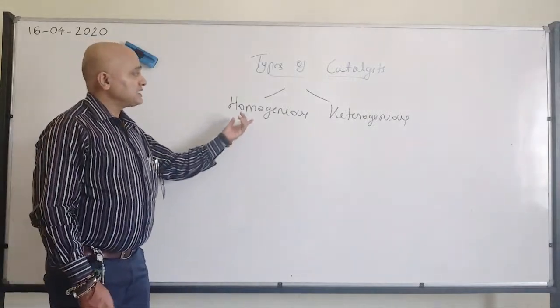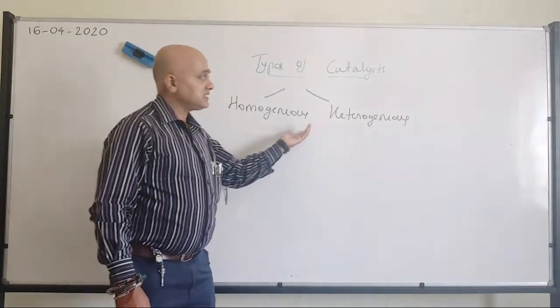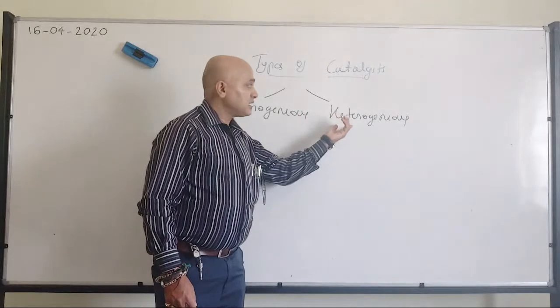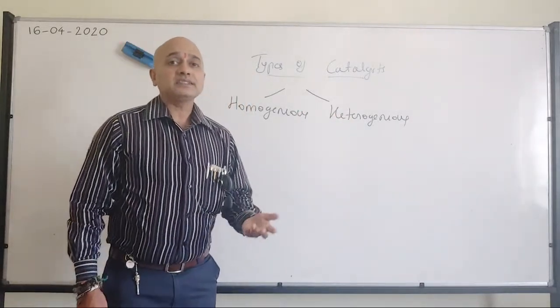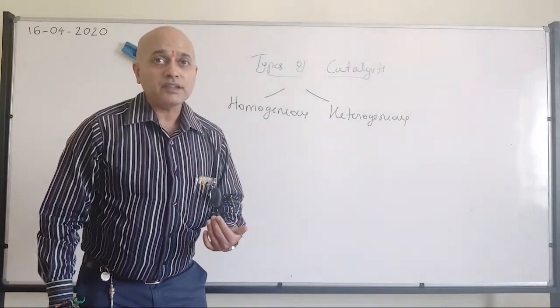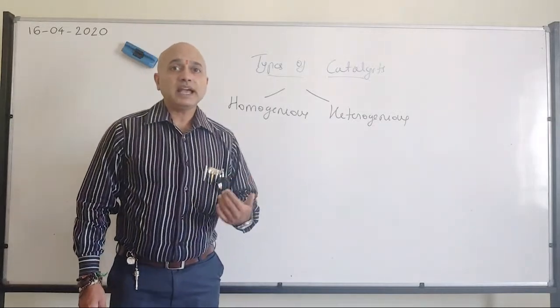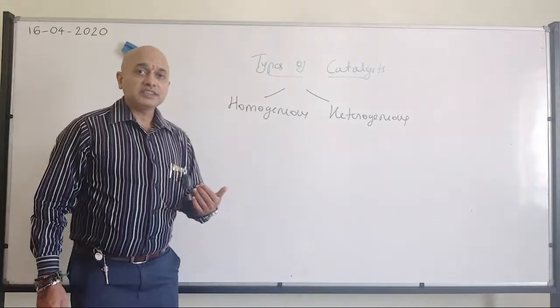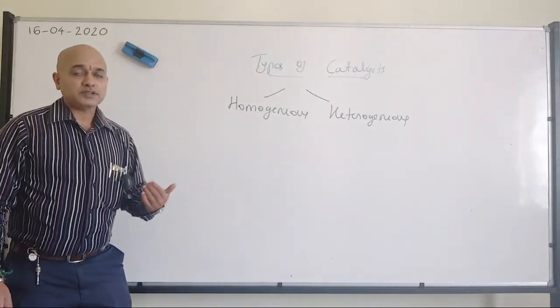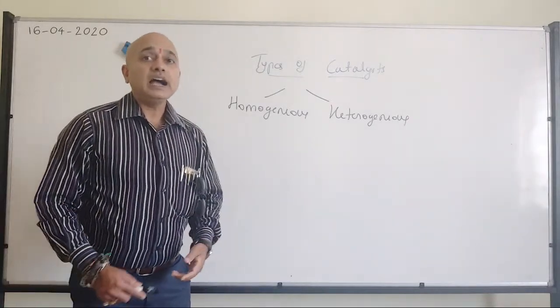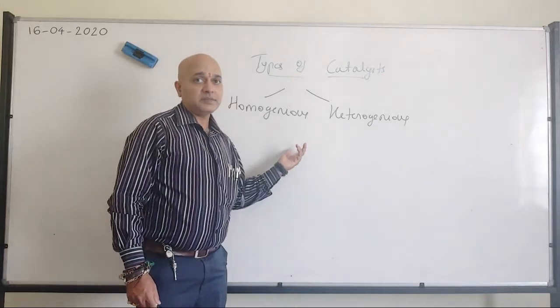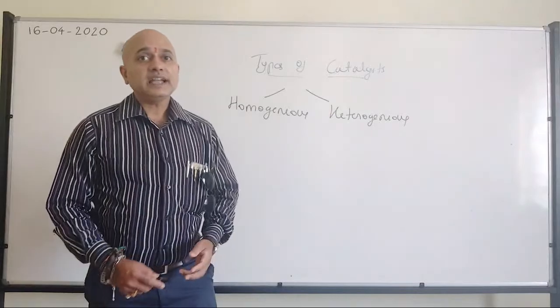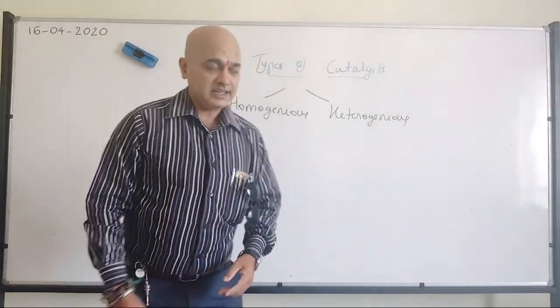Now when it comes to the examples for each, which we discussed in the last class, for heterogeneous catalyst, one of the examples I took for explaining the mechanism is Haber's process, where they use iron oxide powder, which is solid in state. Therefore it is a heterogeneous catalyst.